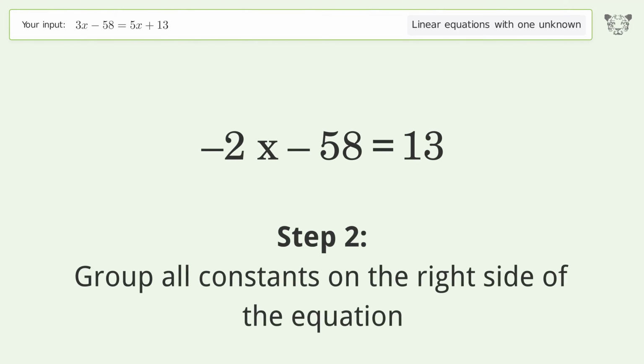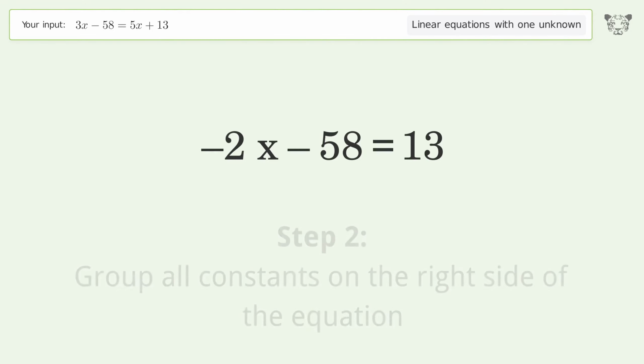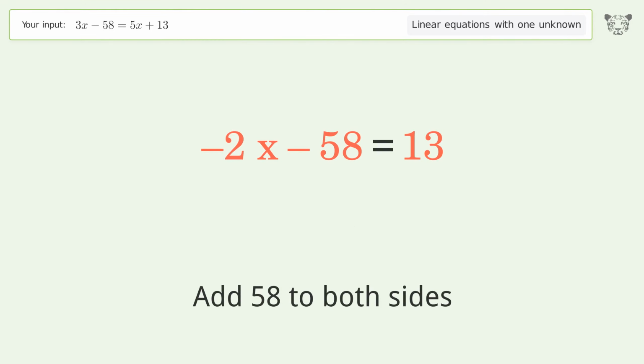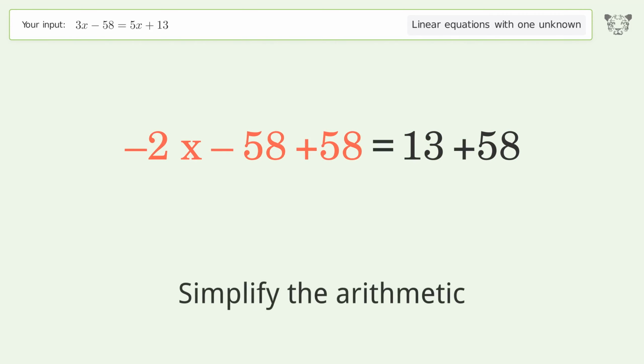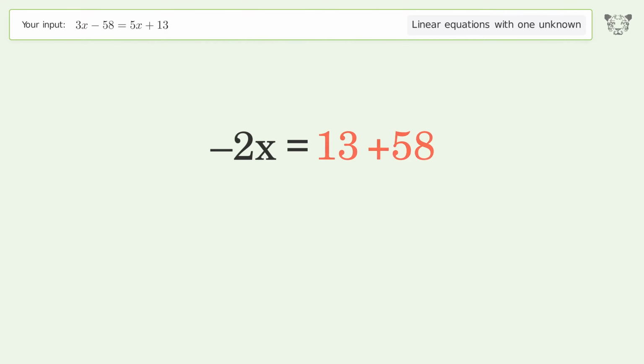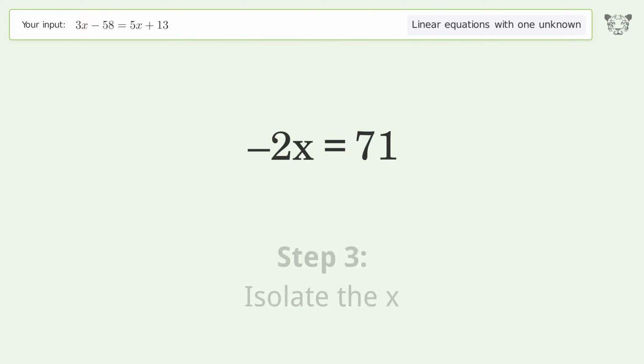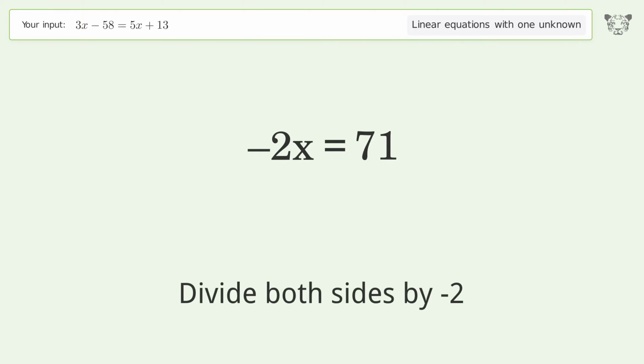Group all constants on the right side of the equation. Add 58 to both sides. Simplify the arithmetic. Isolate the x. Divide both sides by -2.